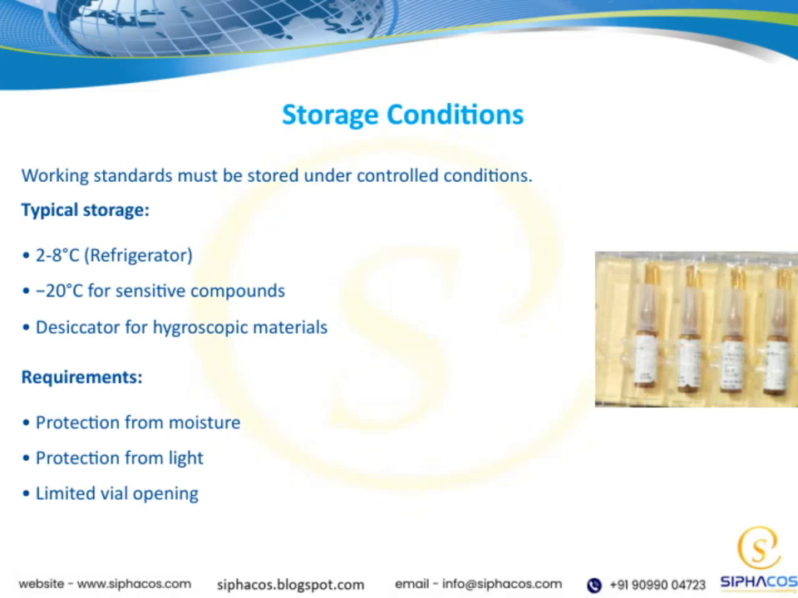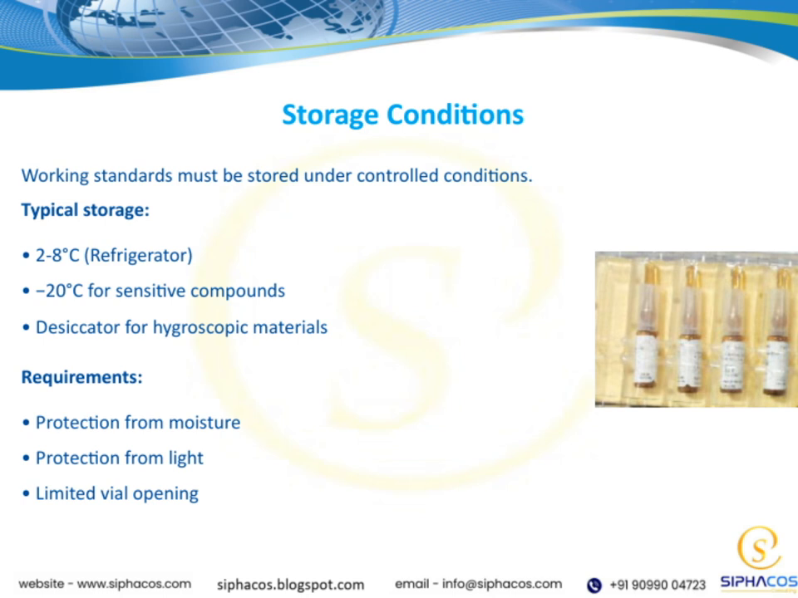Let's talk about storage conditions for working standards. It's crucial that these standards are kept under controlled conditions to maintain their integrity and reliability. Typically, we store most standards in a refrigerator at 2 to 8 degrees Celsius. This helps prevent degradation over time. For more sensitive compounds, storing at a lower temperature in degrees Celsius is advisable, as it offers additional protection against deterioration. For hygroscopic materials, which readily absorb moisture from the air, using a desiccator is essential to keep them dry and stable.